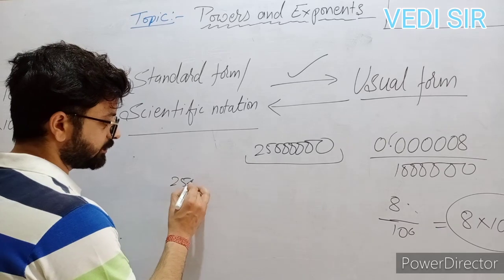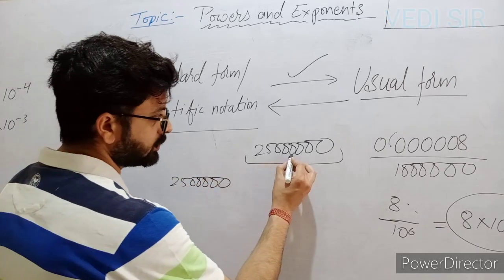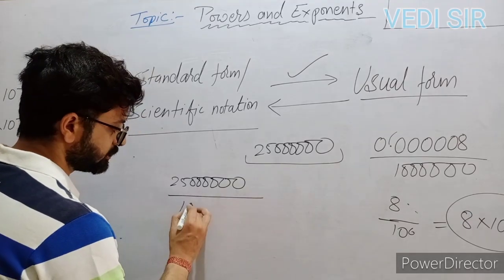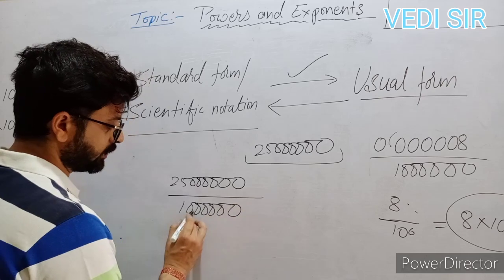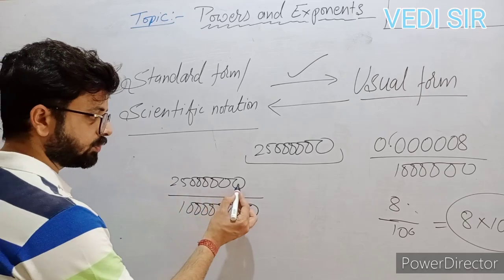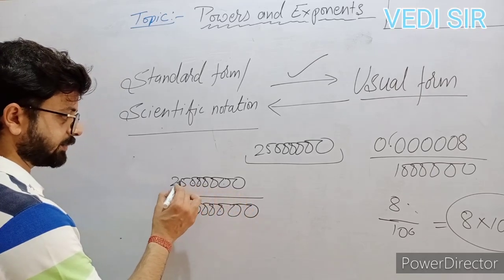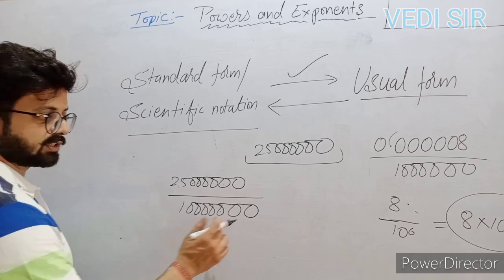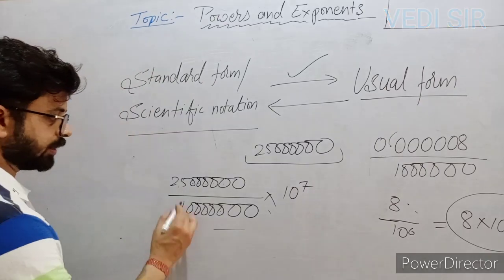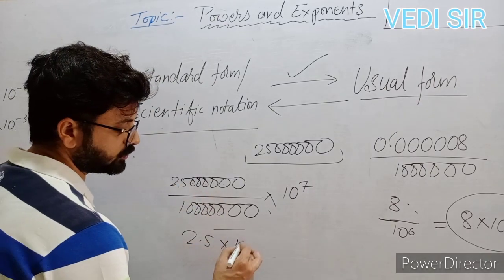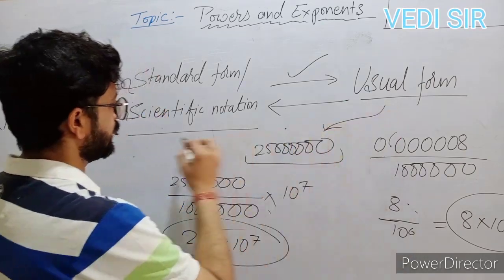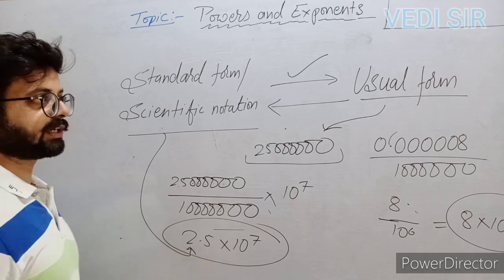Now suppose I want to write this number in the standard form. Suppose 2, 5, 0, 0, 0, 0, 3 and 3 zeros are there. I want to place the decimal after the first digit, so count 1, 2, 3, 4, 5, 6, 7. Here the decimal, so 7 digits. If we are dividing, then we have to multiply also by 10 raised to the power 7. Now this number we can write as 2.5 into 10 raised to the power 7. This is the usual form, and this is scientific, or we can say standard form.